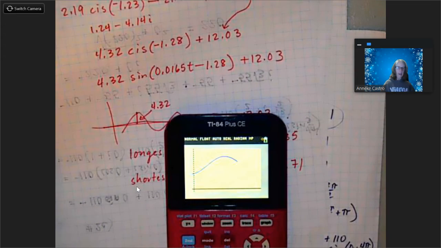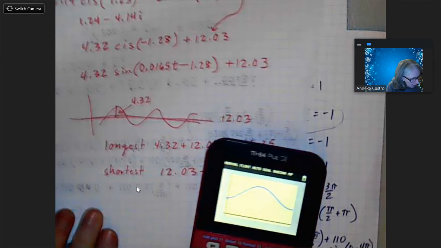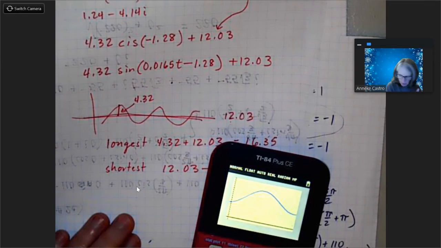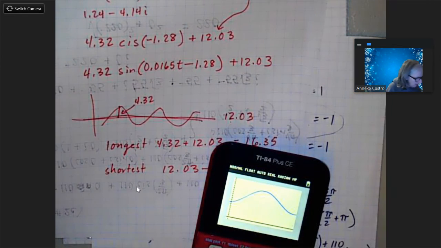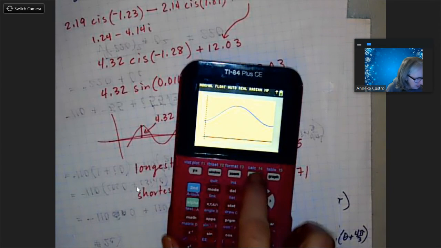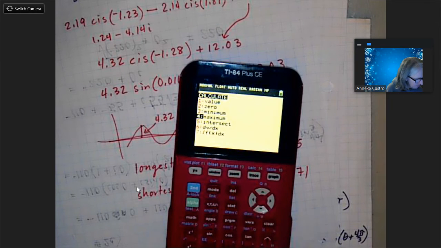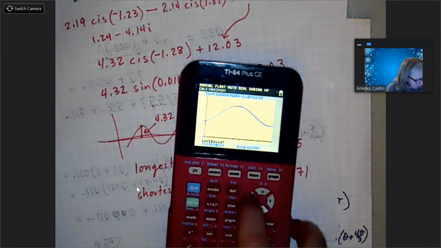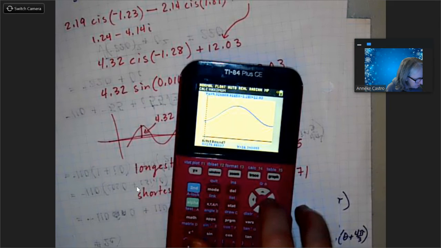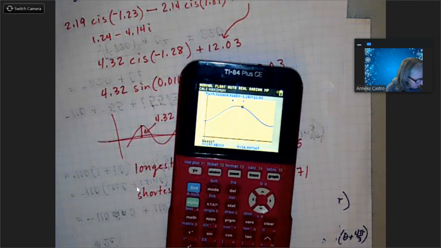Whoa, look at that. That should look familiar again for those of you who've been working on your final exam. This is just like one of our final exam questions. Look, it's a sine wave. So when do I have my longest day? What date is that happening on? I want to maximize this. So I'm going to go second, trace, and I want the maximum. I'm going to go left bound and right bound, enter, enter.